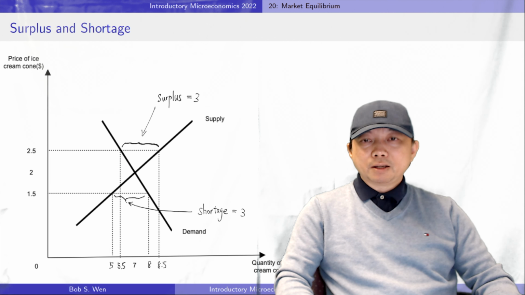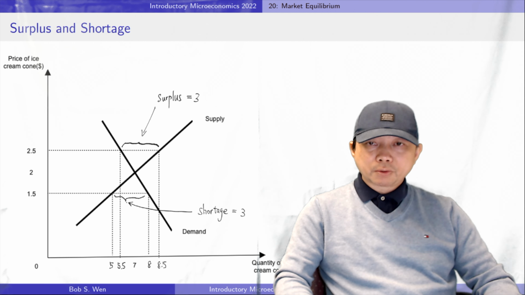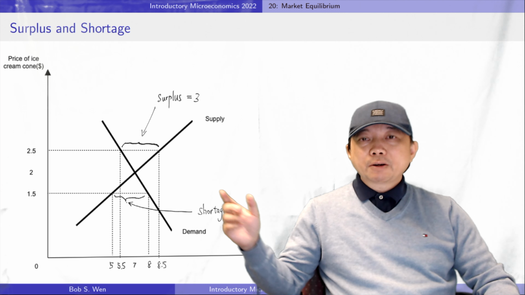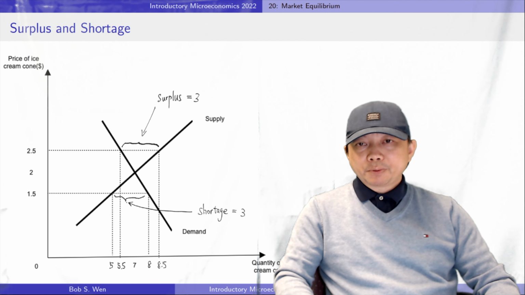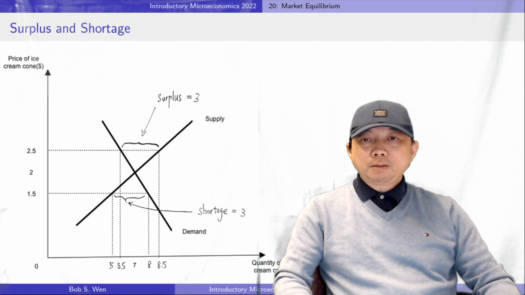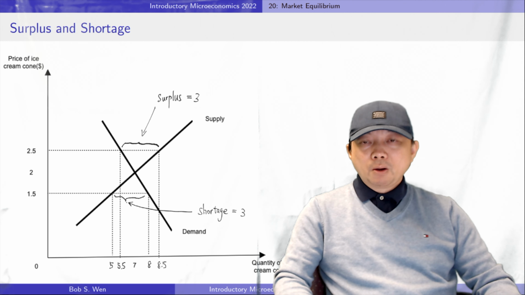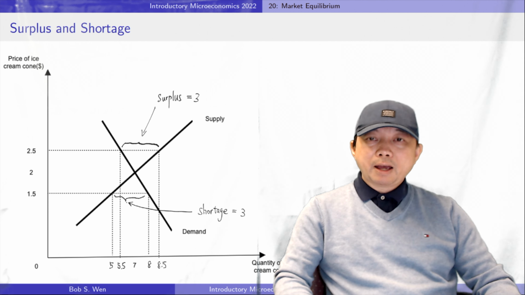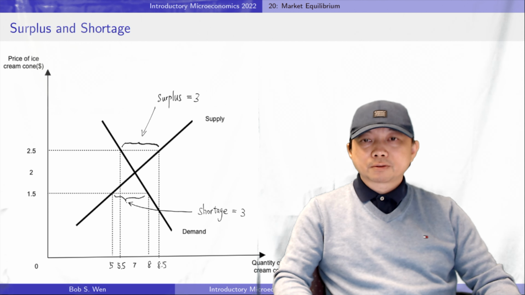The equilibrium price is sometimes called the market clearing price, because at this price, everyone in the market has been satisfied. Buyers have bought all they want to buy, and sellers have sold all they want to sell. In our case, the market clearing price is $2 per ice cream cone. The market has no surplus or shortage of the good at the market clearing price.